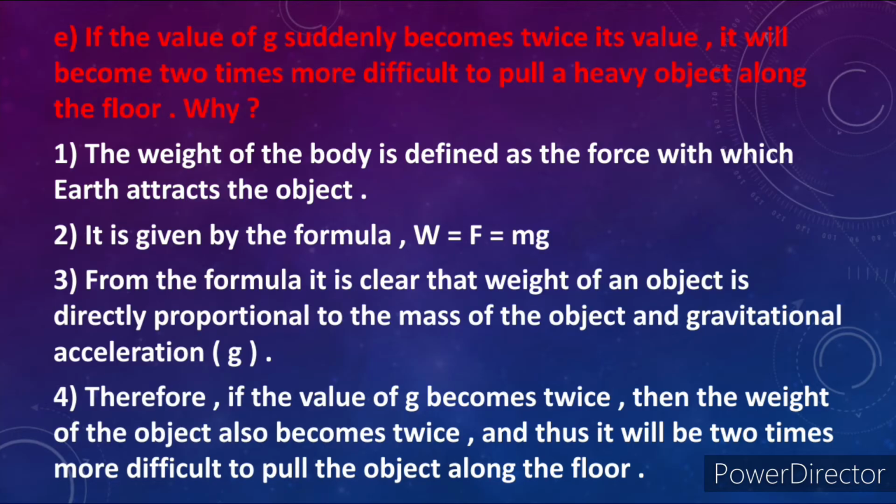3. From the formula, it is clear that weight of an object is directly proportional to the mass of the object and gravitational acceleration, that is g. 4. Therefore, if the value of g becomes twice, then the weight of the object also becomes twice, and thus it will be 2 times more difficult to pull the object along the floor.